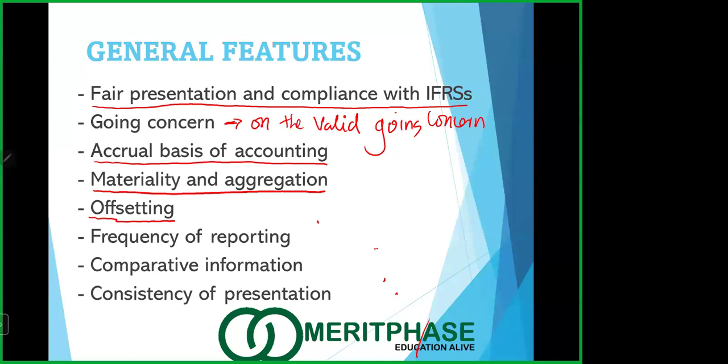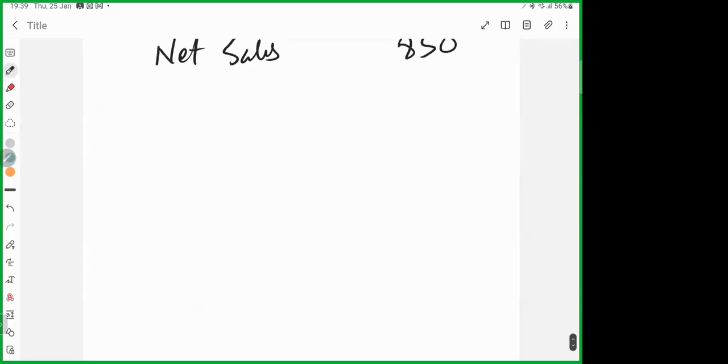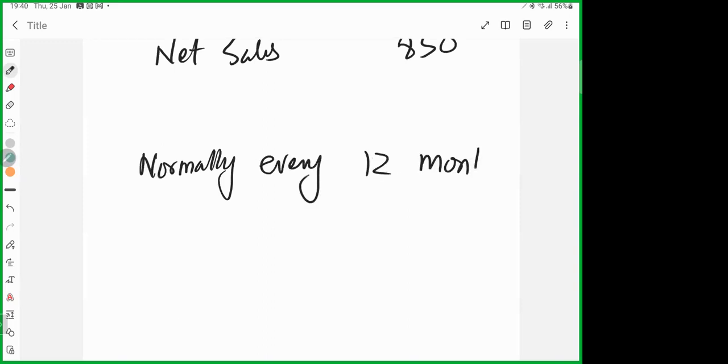IAS 1 also talks about frequency of reporting. How often you should report your financial statement. Normally, every 12 months, we should report our financial statement to the shareholders or users or your stakeholders.